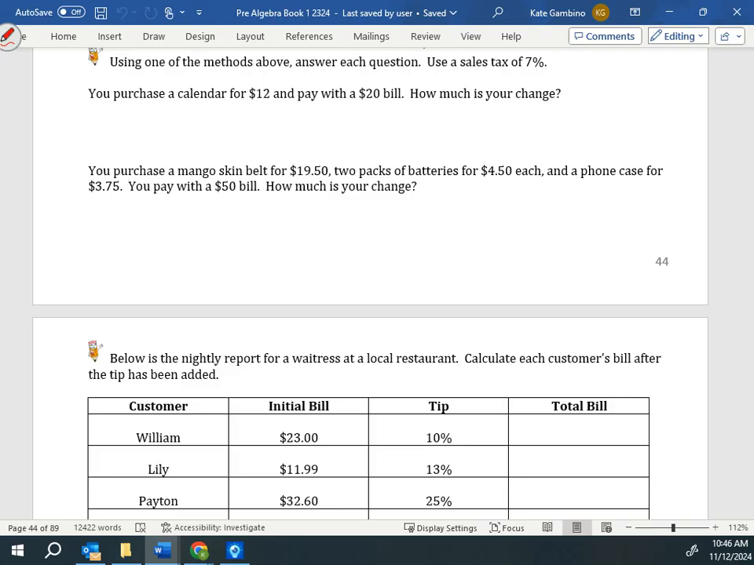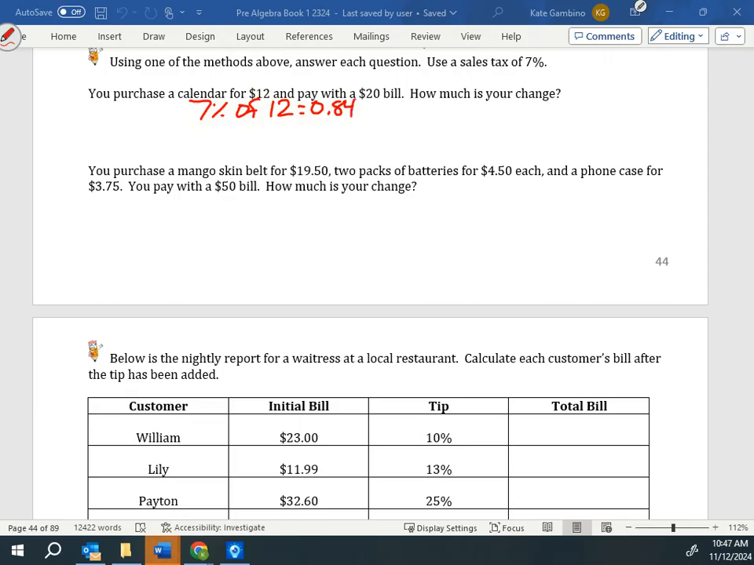So who can walk me through how to solve this problem? Harper. We need 7% of 12. So how should I find 7% of 12? So if we're using that first method, we find that 7% of 12. What would that be, Harper? Say it louder. 24. So this is money, so that's 84 cents, right?